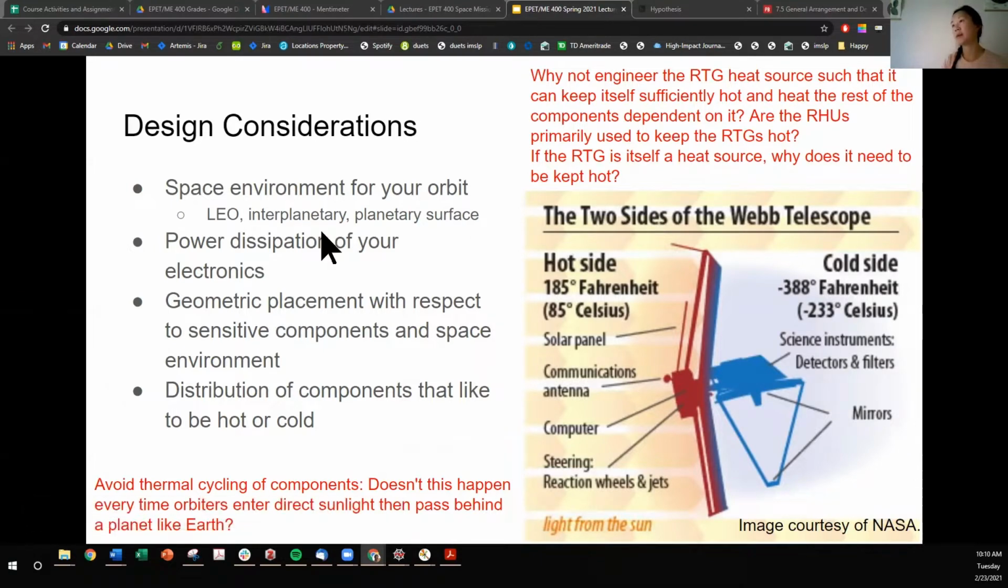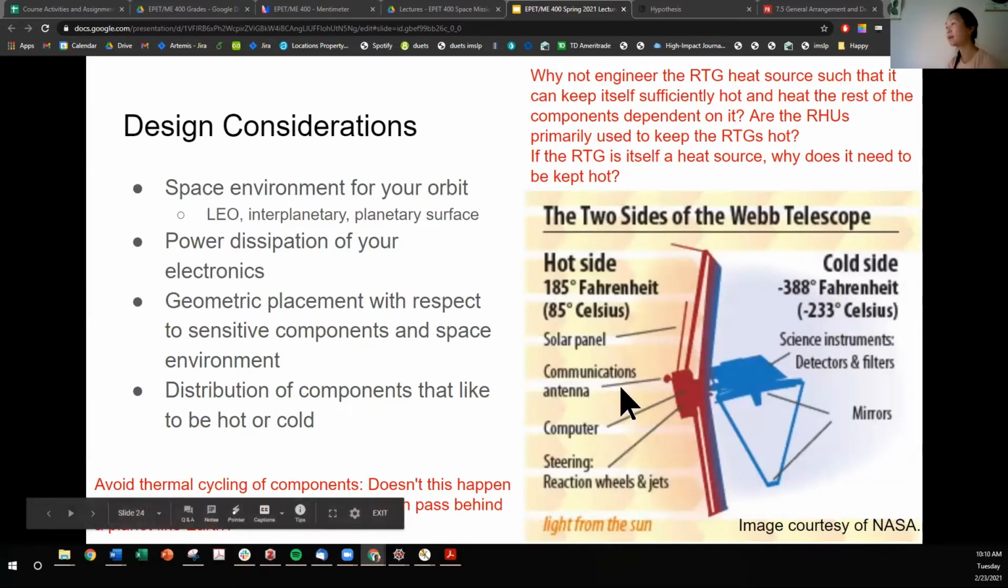You should also think about the power dissipation from your electronics. You should think about geometric placement with respect to sensitive components in space environment. And you should think about how you distribute components that like to be hot or cold. So these last 2 points are demonstrated with this picture of the James Webb Space Telescope, where there are 2 sides of the James Webb Space Telescope.